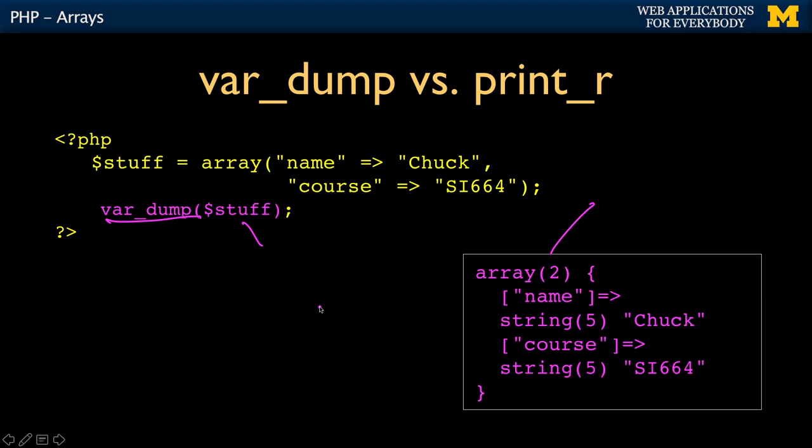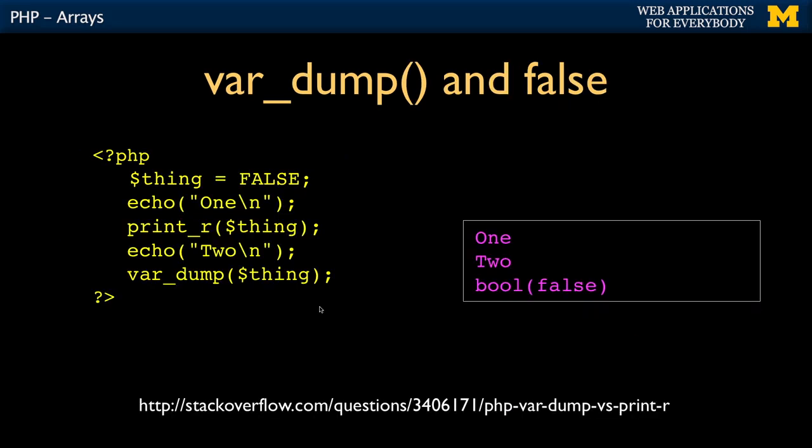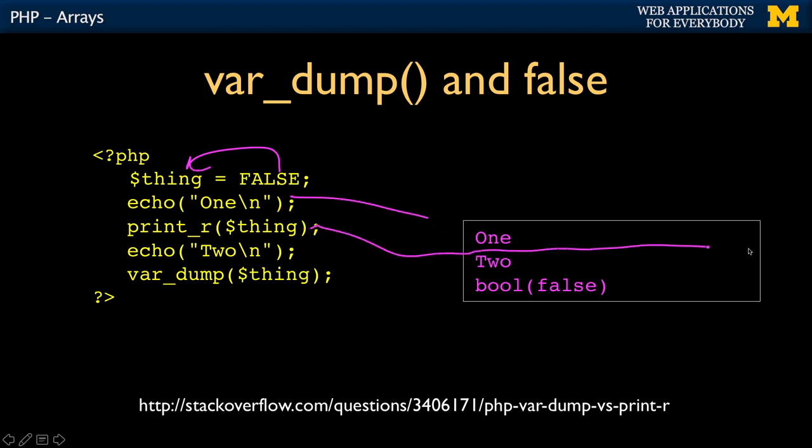So it's just a little more verbose. And I tend to use var dump when I'm really digging through something because print_r makes it prettier, but sometimes you lose some detail. The one thing I love about var dump is that you can actually print false. You can actually print false because var dump is printing both the type and the value, right? So here I have false is in thing. I print out 1. I use print_r, and it's absolutely nothing.